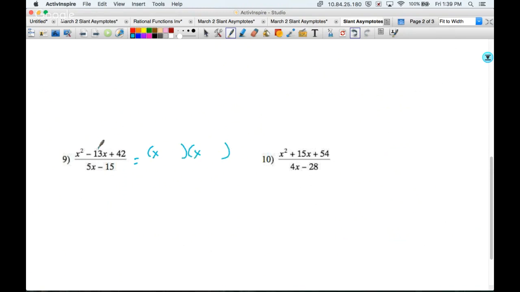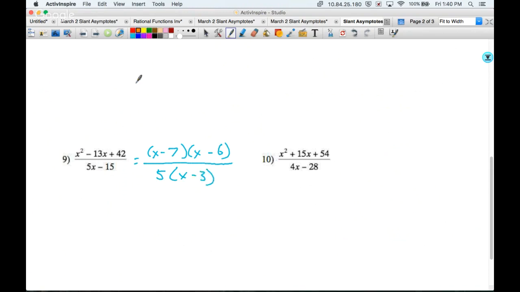Two numbers that multiply to be 42 but add to be negative 13. Those are our negative, one second, 42 is 7 times 6. Yeah, so negative 7, negative 6. That took me a little longer than I needed to. Factor in a 5 here. Aha. Okay, so this would be a good example of our hard case.